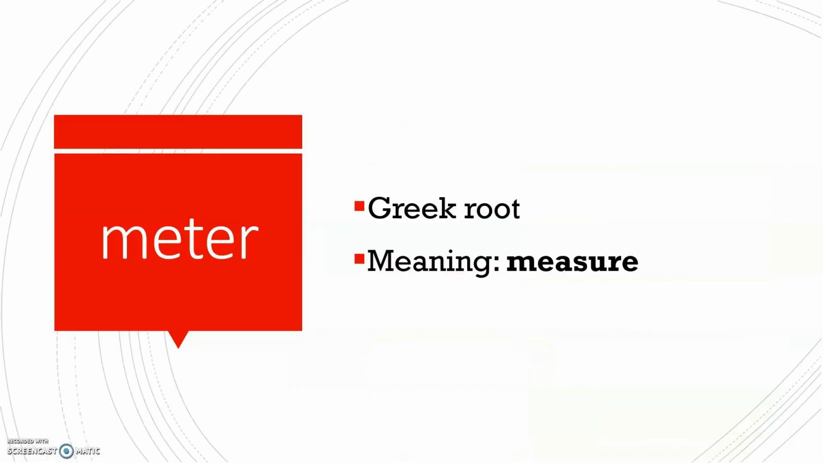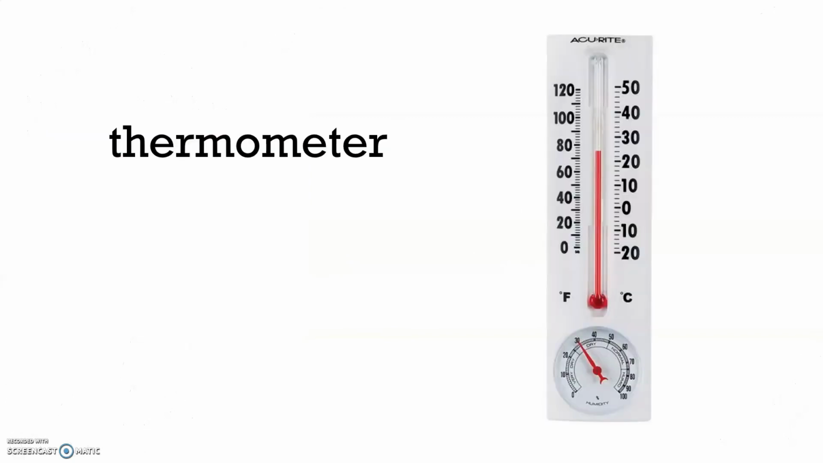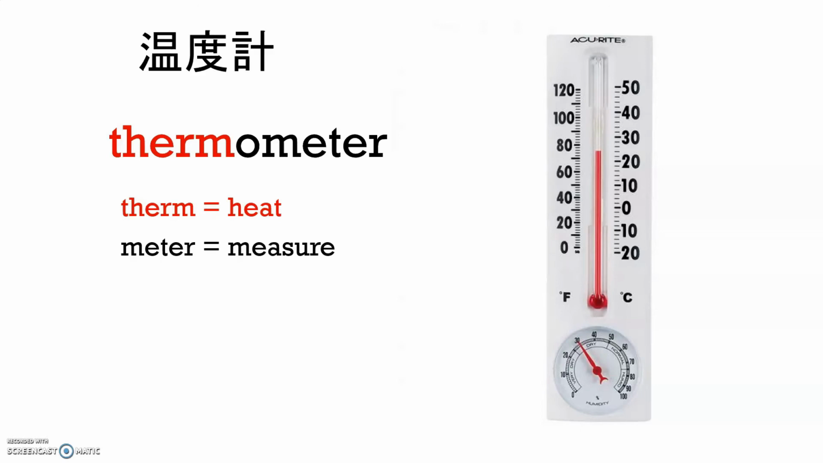Okay, the next root is meter. We mentioned this a couple slides ago. This is a Greek root that means measure. So I think everyone knows or has seen one of these instruments before. This is a thermometer. The first part of the word, therm, this is a Greek root that means heat. And then again, meter means measure. So a thermometer is something that measures heat. The Japanese is ondokei.